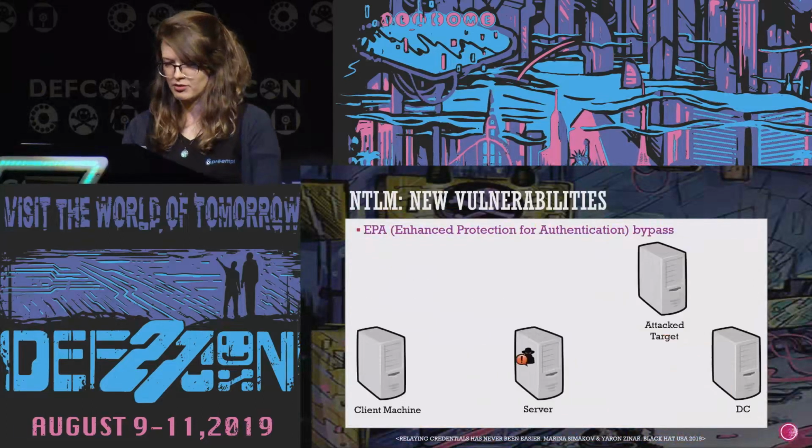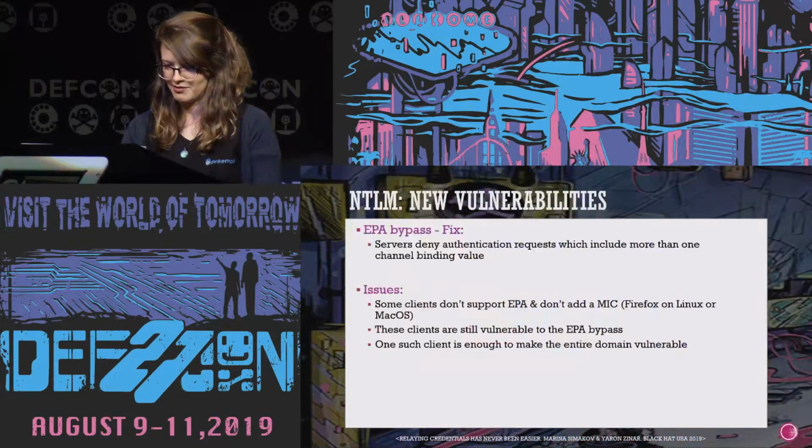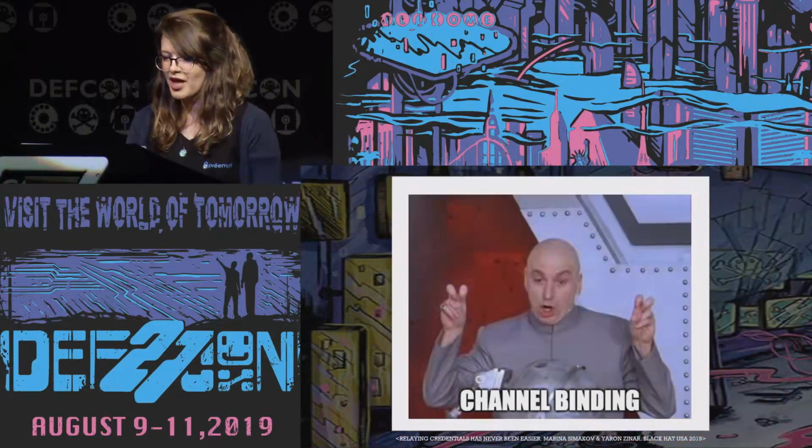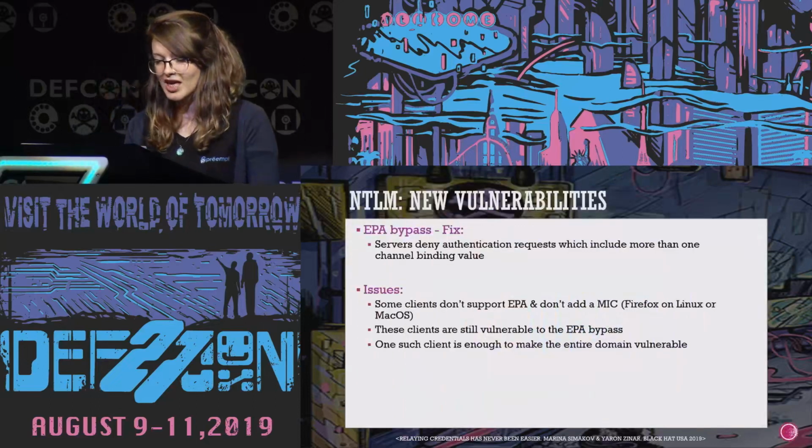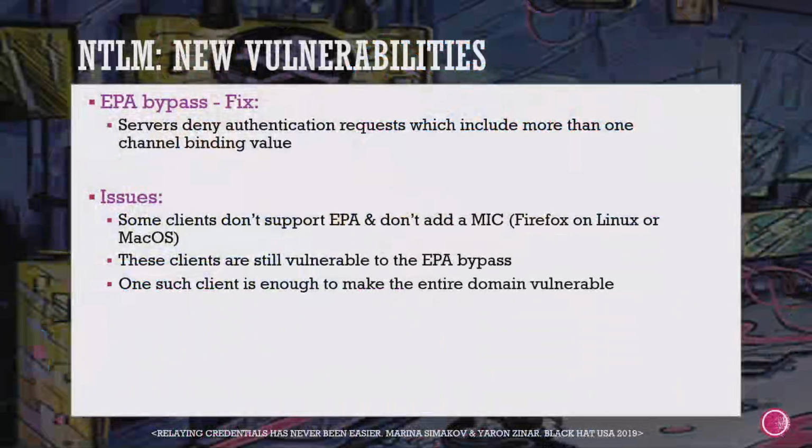Oh, now it's working. Great. Okay, so that was the channel binding bypass. Let's discuss the fix. So the fix is pretty simple, and it is based on detecting a signature of this attack. So if a server receives an NTLM authenticate message with 2 channel binding fields, it would simply deny the request.